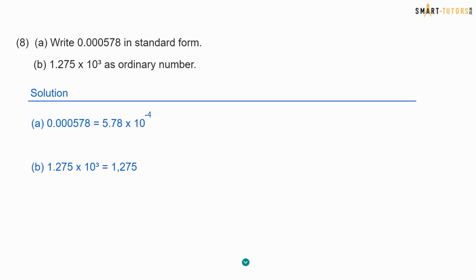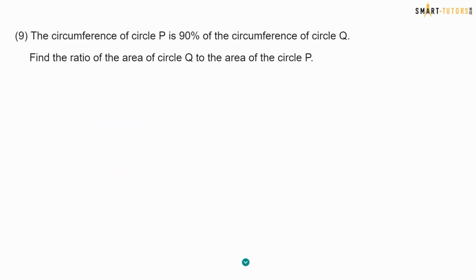Solution is, if you make this a standard form, you know that standard form means the first number has to be between 1 and 10. So you need to move the decimal from here to next to the 5. So how many jumps do you need to go? So 1, 2, 3, 4 jumps. So 10 to the power minus 4. So 5.78 times 10 to the power minus 4. The next question, ordinary number. So 10 to the power 3 means 1000. 1000 means 3 jumps. So 1, 2, 3. So 1275 is the answer.